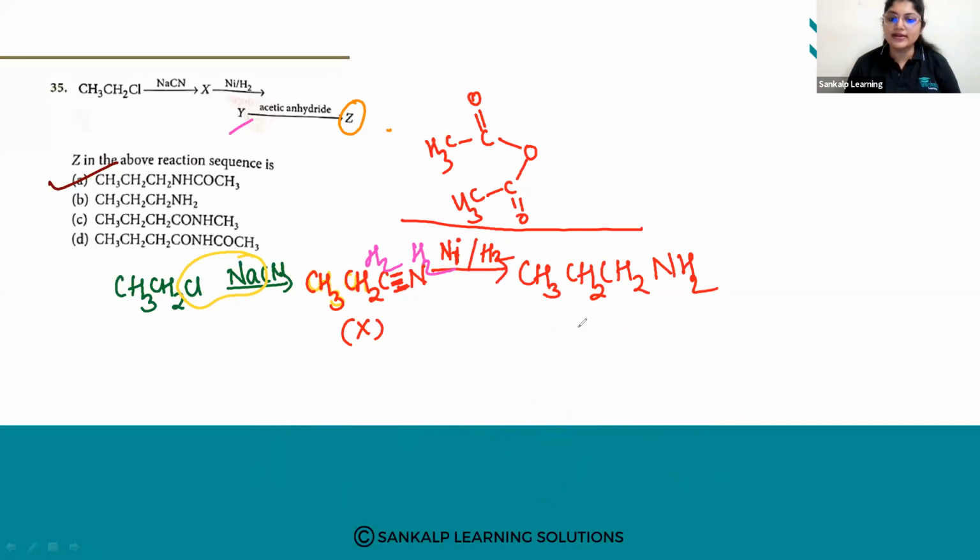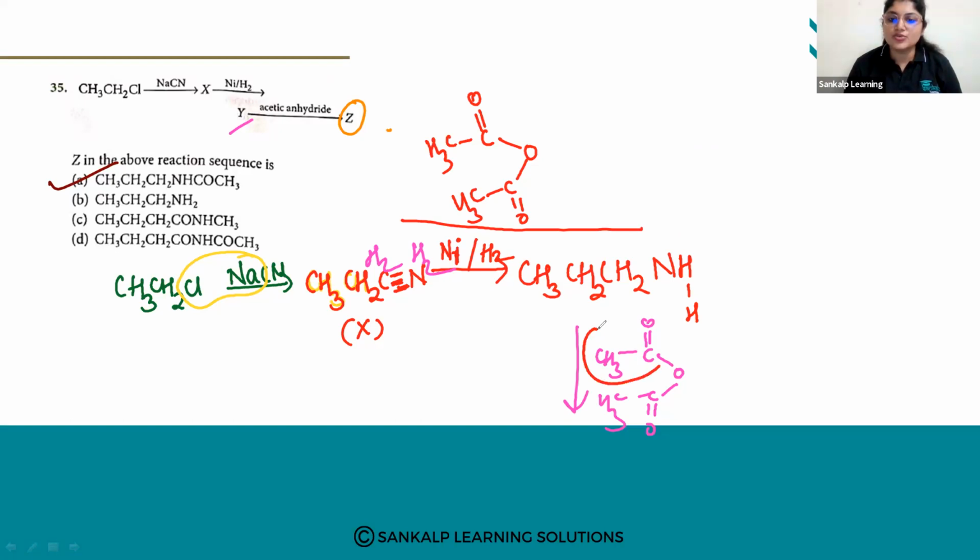So acetic anhydride. This reacts with CH3, C double bond O, O, C double bond O, CH3. Now what will happen? Here there is a hydrogen, so NH and here one H. Okay, I'll write it here, H. So what will happen just here? So this will combine.